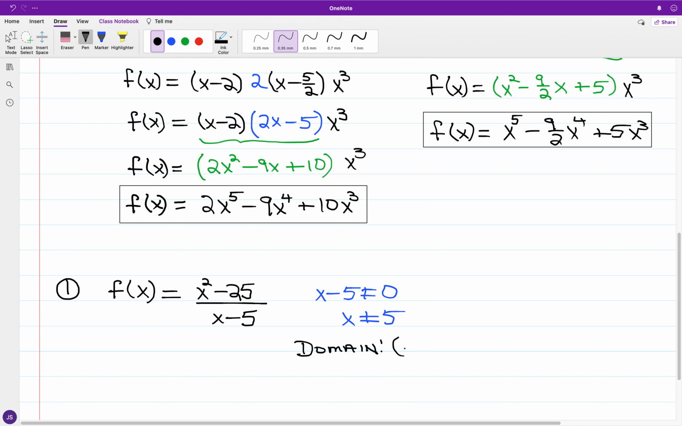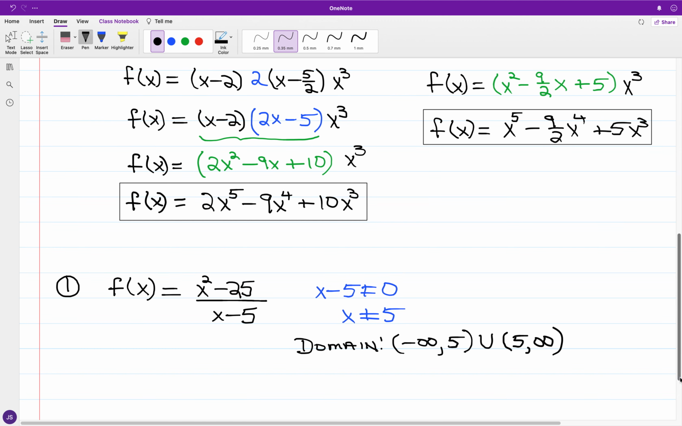So in the case of the domain, you have all real values except for 5. Okay, so for the domain, the first half will be those values of x less than 5. And then for the second half, we have those values of x that will be greater than 5. And so that will be the interval notation.